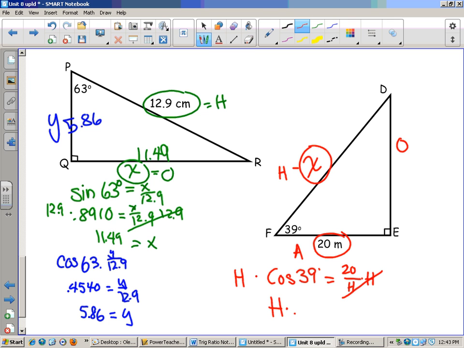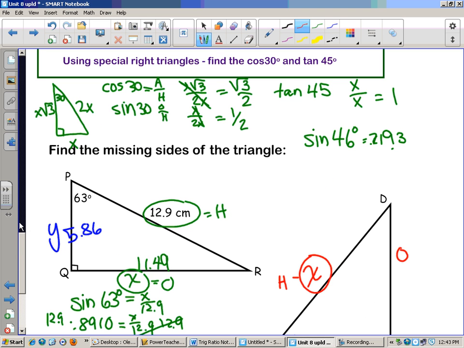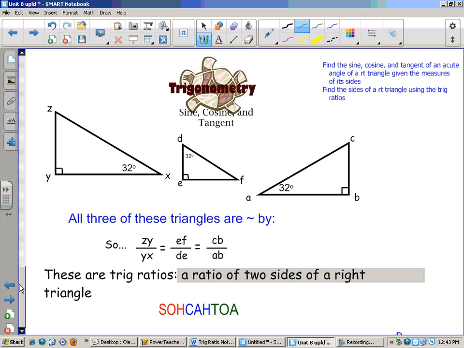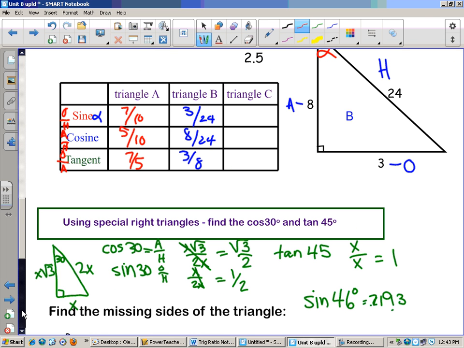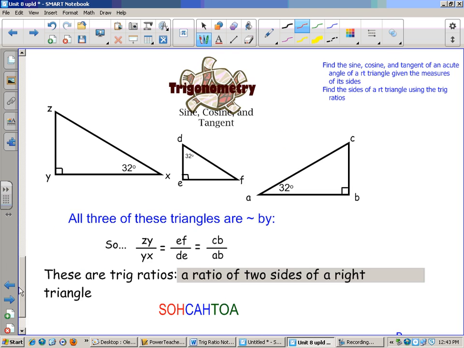0.7771 equals 20, because the h's have canceled. Okay, now how do I get it, h times 0.7771? So how do I get h by itself? Divide, right? Divide by 0.7771.